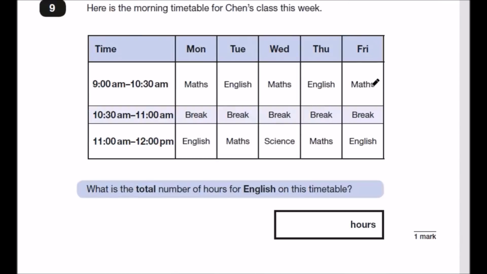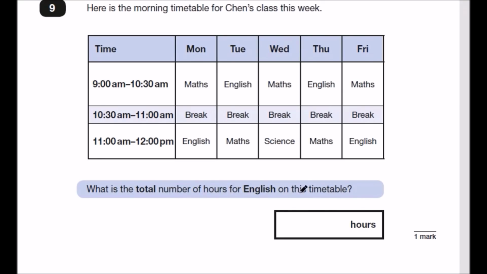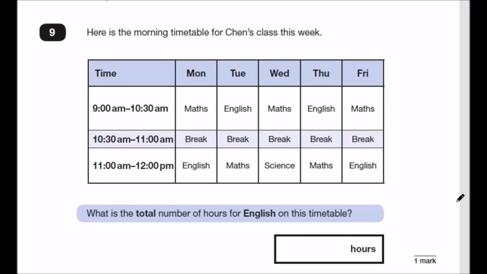Okay, number 9. So here is the morning timetable for Chen's class this week. Well, Chen's got a lot to do this week. What is the total number of hours for English on this timetable? So let's check out. Between 9 a.m. and 10:30 a.m., this is 1.5 hours of lesson. She does English on Tuesday and Thursday, so that's two English lessons on this day. And because they're both 1.5 hours, if you add them up, it'll be 3 hours here.